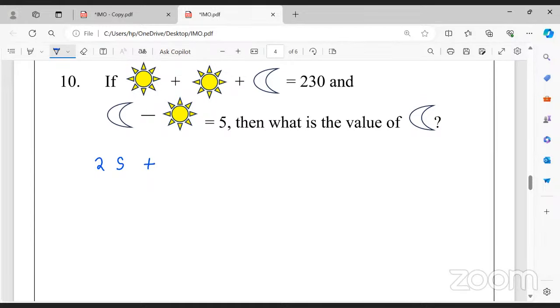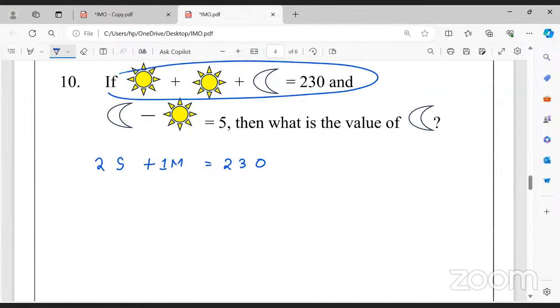Please pay attention. These questions are very important for the Olympiad and we make mistakes here. So, 2 sun plus 1 moon is equal to 230. I got this from here. Now, the second one is moon minus sun, right? So I'm writing 1 moon minus 1 sun is equal to 5.